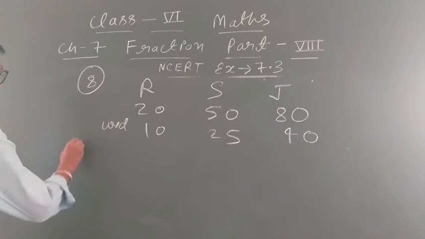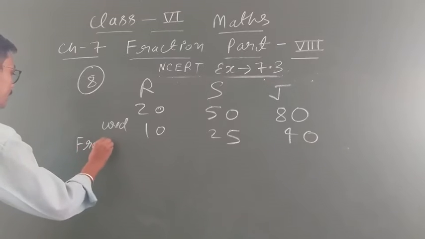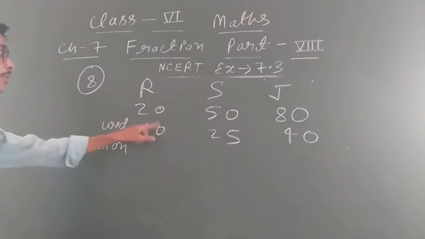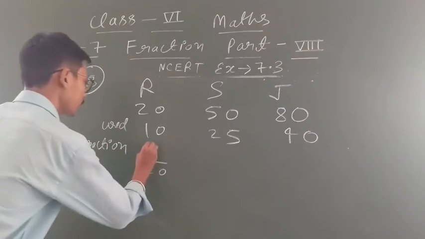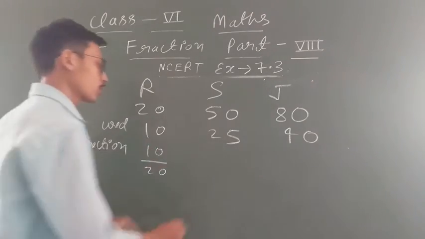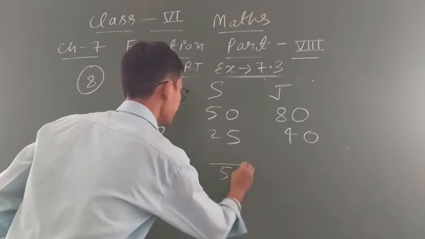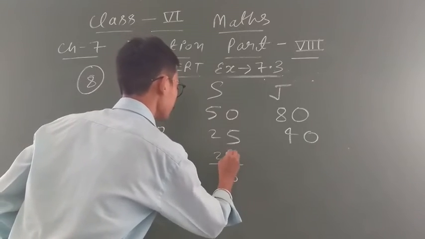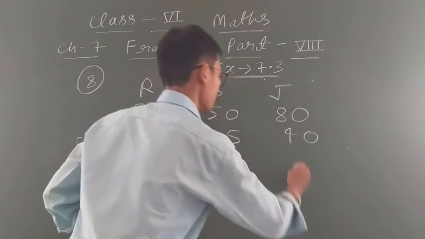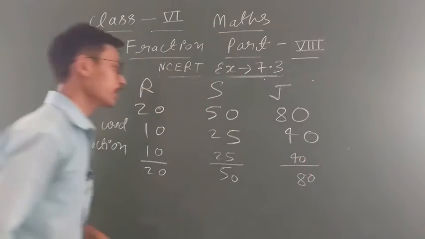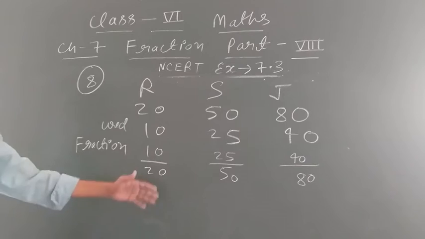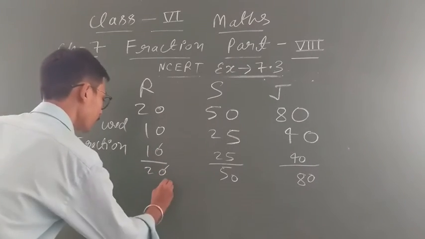Now you have to find out the fraction, student. Fraction means what? Total. You have to write the total downside. Total 20 pencils for Ramesh and he used 10. Write down 10 upon 20. For Shilu, a total of 50 pencils and Shilu used 25 pencils. Okay. Now Jamal has 80 pencils and he used 40 pencils. Okay, student, I have written only the things which are given. Now find the fraction. It will come 1 upon 2.